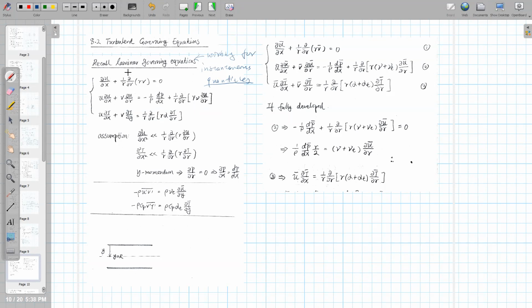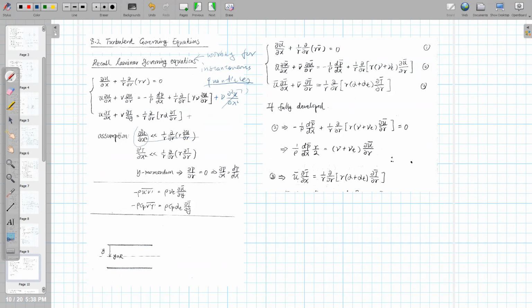But some terms are missing. For the x momentum, there should also be viscous effects in the x direction. So this should also have a mu times this term here, but this term is neglected because for this problem they consider that U changes in the R direction more than U changes in the X direction. You should have a mu of partial square U partial X square, but this term is neglected for this equation.